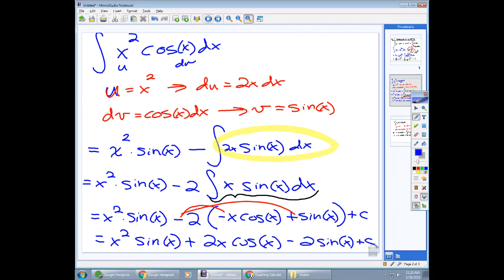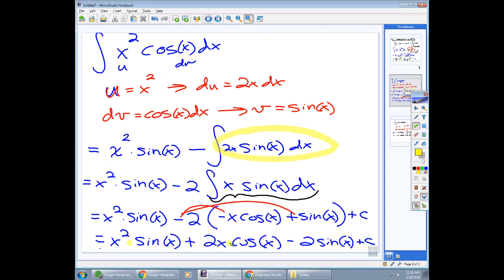How do I check it? Take the derivative of this last line. You have the product rule applied multiple times. How many times did you have to do the product rule here? Twice. You have to do it here and there.